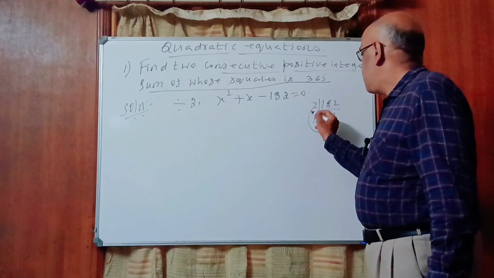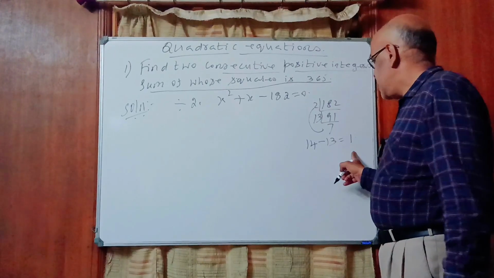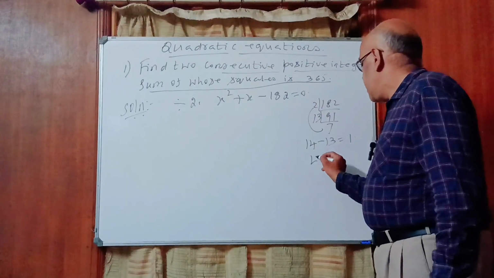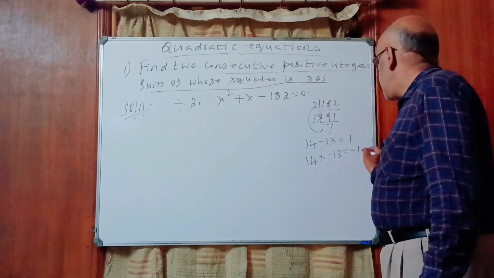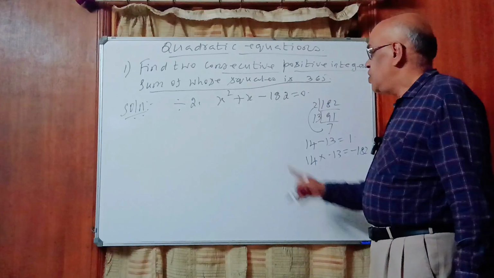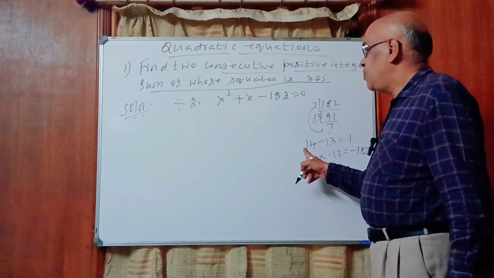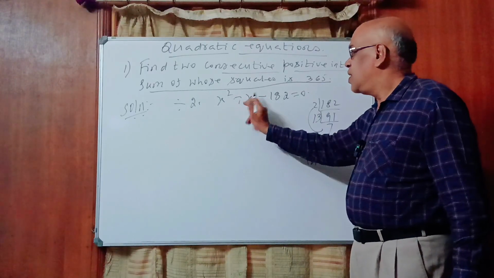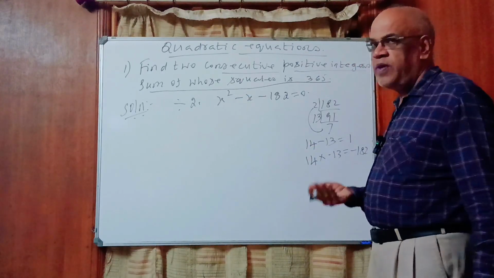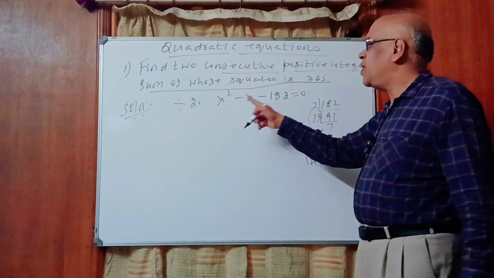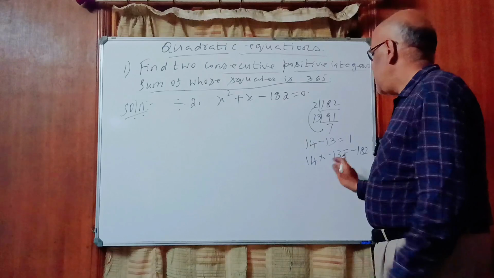See, 7 2s are 14. 14 minus 13, what do we get? 1, children. Then 13 7s are 91, 14 into minus 13, plus into minus, 182. Easy, no, children? So now be careful with the sign of the middle term. Middle term is plus, bigger number should be plus. If it was minus, then the bigger number will be minus. So bigger number sign depends upon sign of the middle term, children. So it is plus here. Take plus 14 and minus 13.